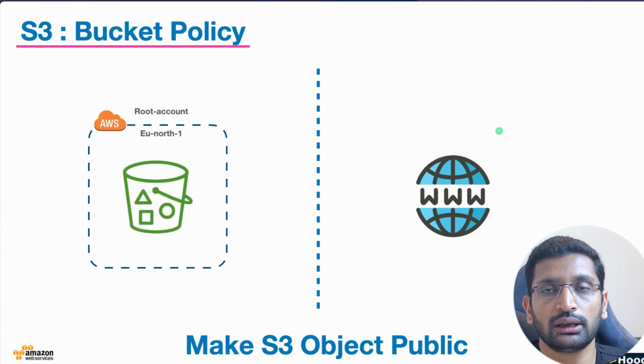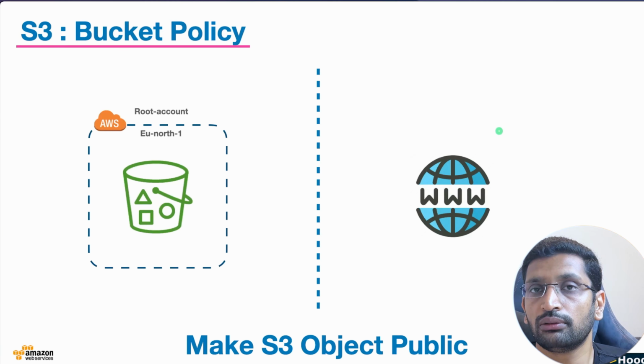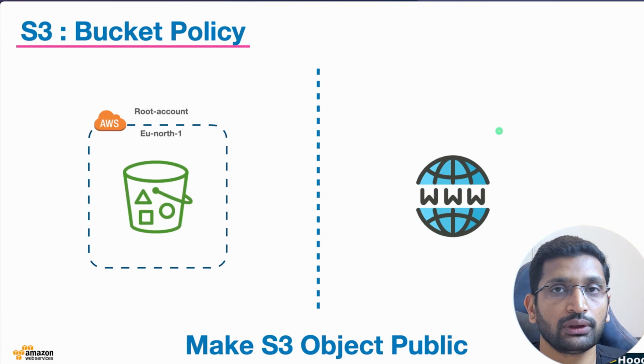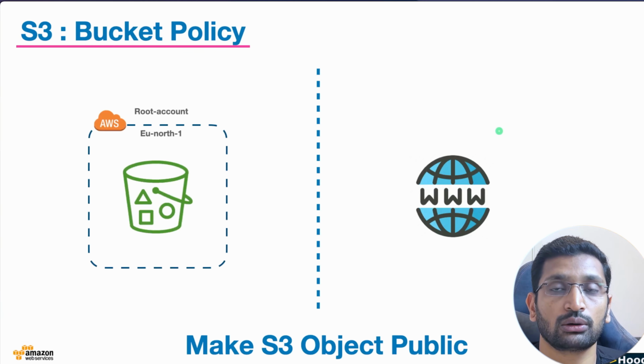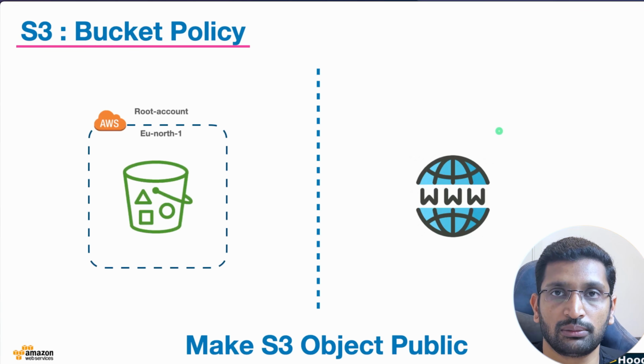Till now we have seen how to create your S3 bucket and how to make it accessible within your accounts. But we have not seen any example where I make my bucket publicly accessible to the internet. Till now, in all the demos I have shown, I have blocked the public access. But now I'm going to show you how you can enable public access to your S3 bucket.